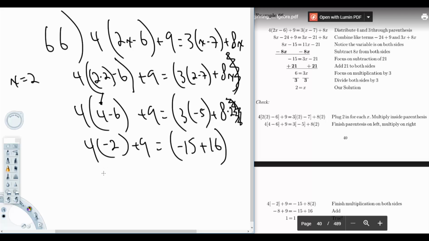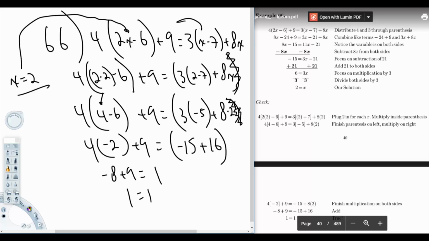Let's see what this comes out to. Minus 8 plus 9 equals minus 15 plus 16 equals 1. Minus 8 plus 9 equals 1. Yeah, it works. 1 equals 1. We got the right solution. x equals 2. When we stick 2 where x is supposed to be, we get the same, we solve the equation.